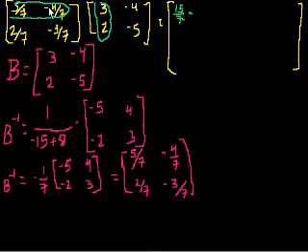let me make sure that's right. 5 times 3 is 15/7. Minus 4, oh yeah, right. 4 times 2 is, so minus 8/7. Now we're going to multiply this row times this column. So 5 times minus 4 is minus 20/7, plus minus 4/7 times minus 5, that is plus 20/7.